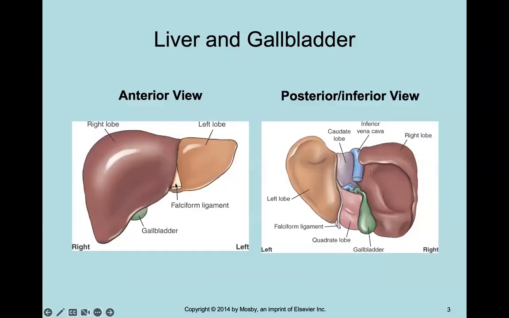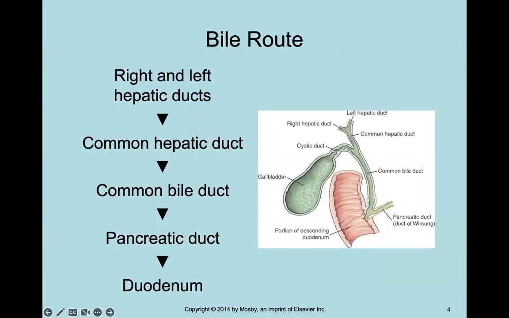So here we have an anterior view of the liver. Here's a posterior view. Anteriorly, we have a right lobe and a left lobe. In the posterior view, we can also see the caudate lobe and the quadrate lobe. The gallbladder is located on the posterior aspect of the liver. And then this is the biliary route. This diagram you will probably see on one of your quizzes or assignments, so make sure that you remember this image and that you know the route.